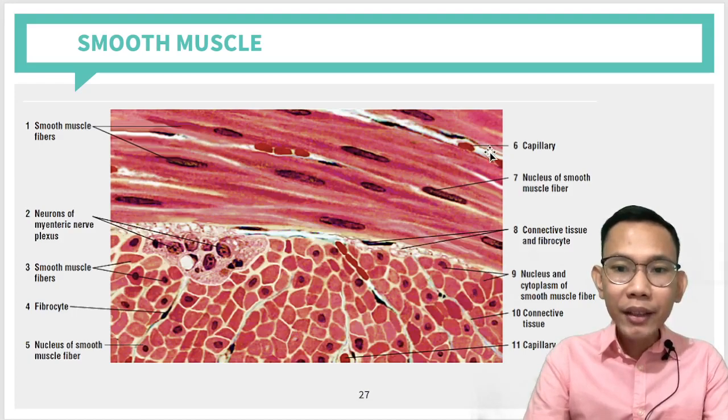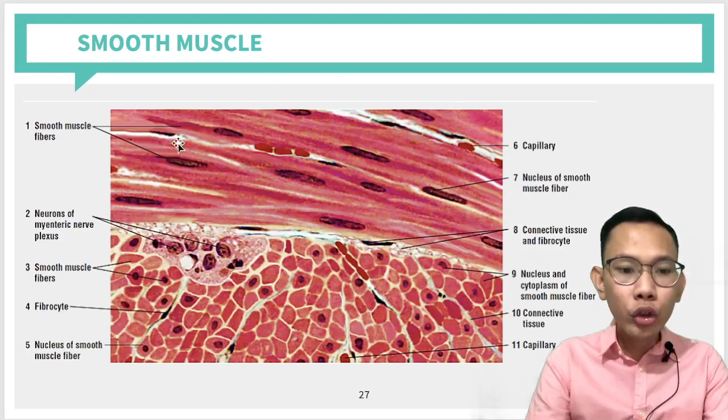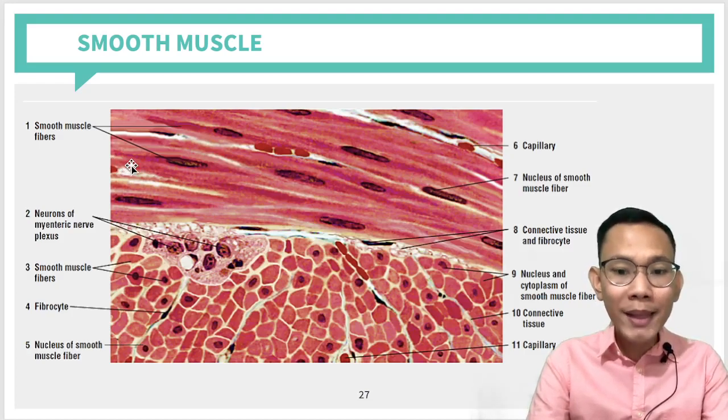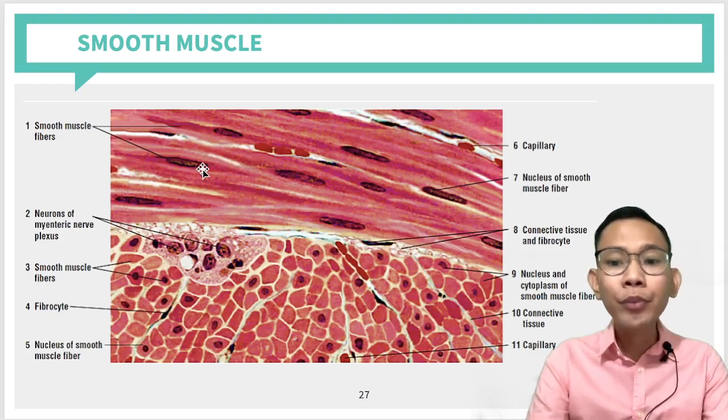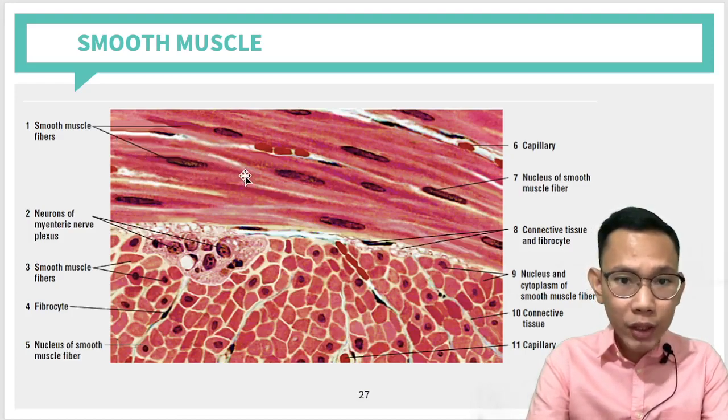So this is again the longitudinal part, and the lower part is now the transverse section. Again, longitudinal section of your smooth muscle. As you can see, there are spindle-shaped cells with tapered ends. The cytoplasm or sarcoplasm of each muscle fiber stains dark. So this is one smooth muscle fiber, another one smooth muscle.